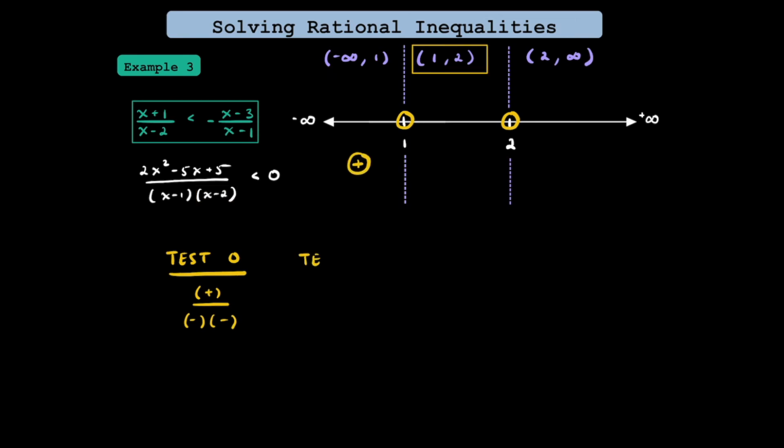Now let's test 1.5 in this next interval. Plugging in 1.5 to the top, 1.5 squared is 2.25, and 2.25 times 2 is going to be 4.5.